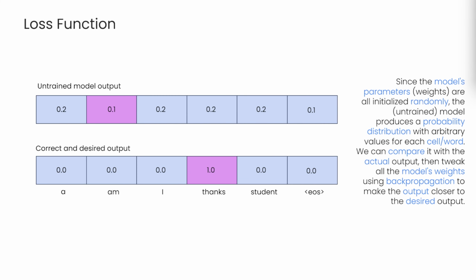When training a model, such as translating mercy to thanks, the goal is to produce a probability distribution that correctly identifies thanks as the output. However, in the first step, the untrained model generates random probabilities due to its initial weights. The training process involves comparing the model's output distribution to the correct one and using backpropagation to adjust the weights, gradually improving accuracy.